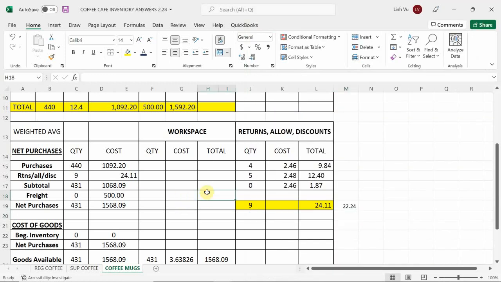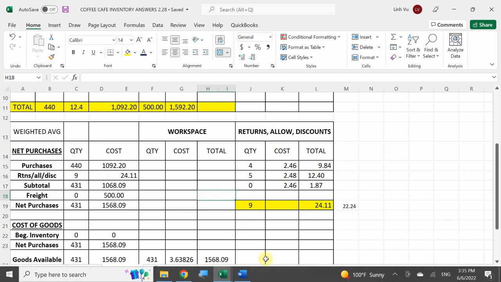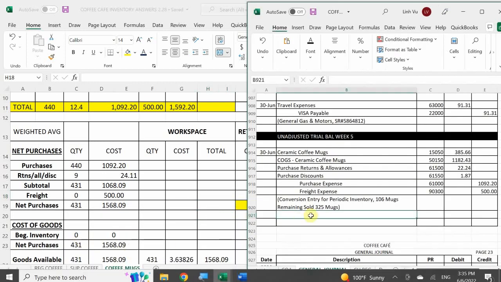So that means we are completely done with the inventory worksheet, right? We already did our regular coffee, we already did our Supreme coffee, and we just completed our ceramic coffee mug. So in this case, that is the last thing that we're going to do on this inventory worksheet, so you can close that worksheet.